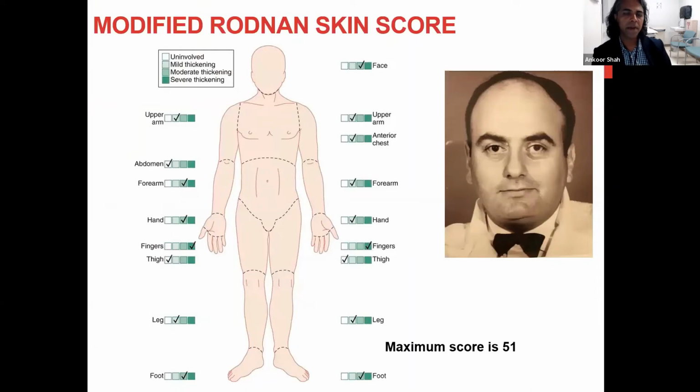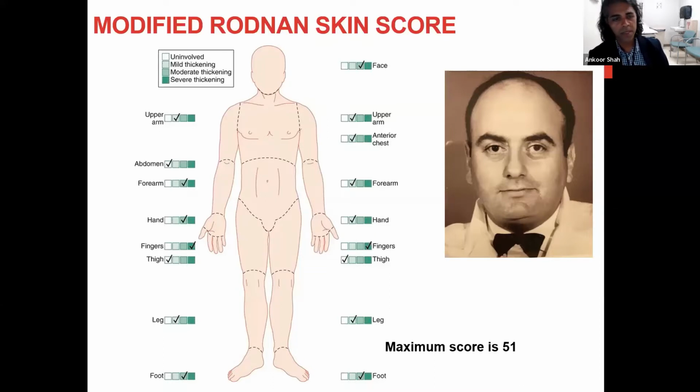Now, how do we define skin tightening? That is somewhat quantitatively, although somewhat subjectively defined by using the modified Rodnan skin score. This was developed by Gerald Rodnan, who was actually a former chief resident here at Duke in the 1950s. The way we do this is we split the body up into 17 different regions. Each of these regions, when you see a patient, is given a score.